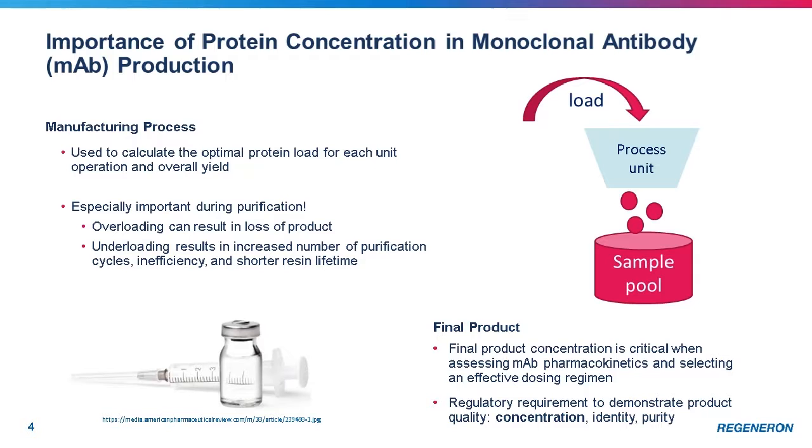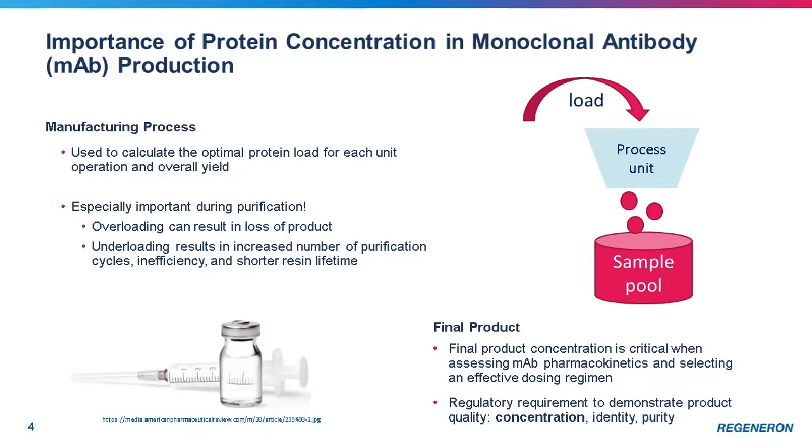Without knowing the protein concentration, we risk overloading the resin, which can lead to loss of product, or we could also risk underloading the resin, which leads to inefficiency as we require an increased number of cycles to complete purification of the antibody, and therefore higher resin usage and even shorter resin lifetime.